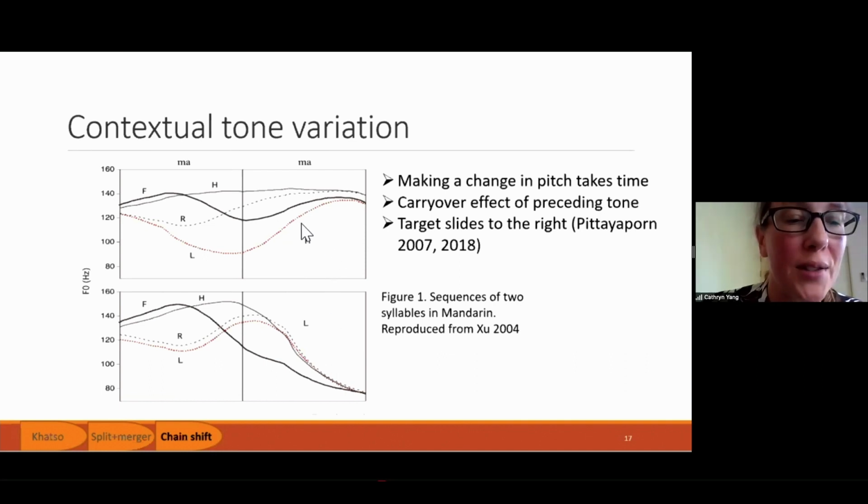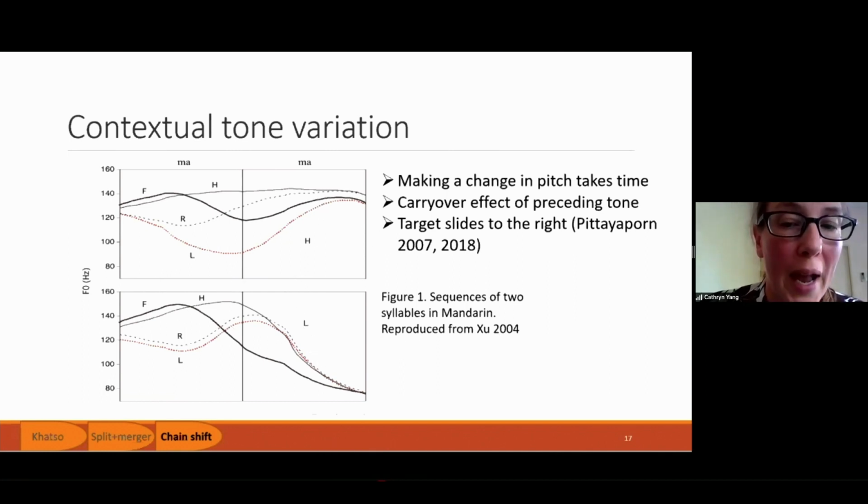So look what happens to a high tone. If it follows another high tone, then nothing happens. The tone target is immediately reached. But if it follows any other tone in the system, the F0 at syllable onset is lowered and the high tone is realized through a rising F0 track as the tonal target is approached.